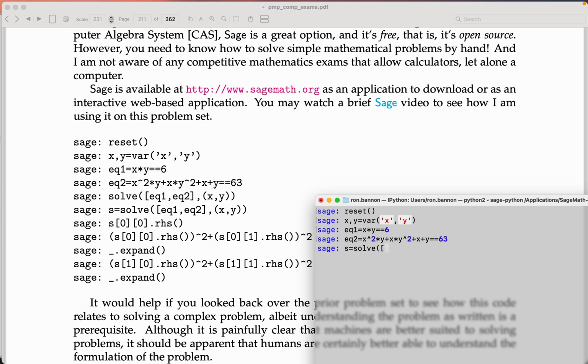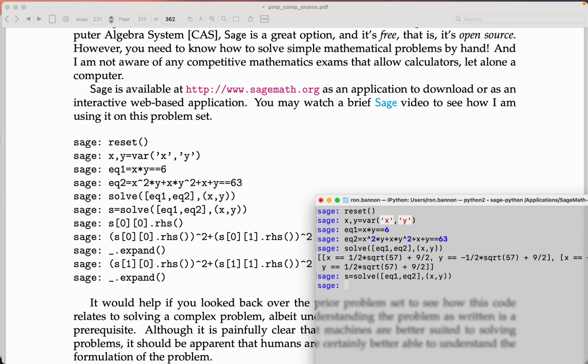Oh, you know what? Let me do solve first. I'm sorry. Solve the system. Equation 1, equation 2, and we're going to solve that for x and y, the ordered pair. All right, it solved it. Got an answer down there. And now I'm going to do S, and I'm going to just copy paste this command over here. All right, so now S has been assigned those values.